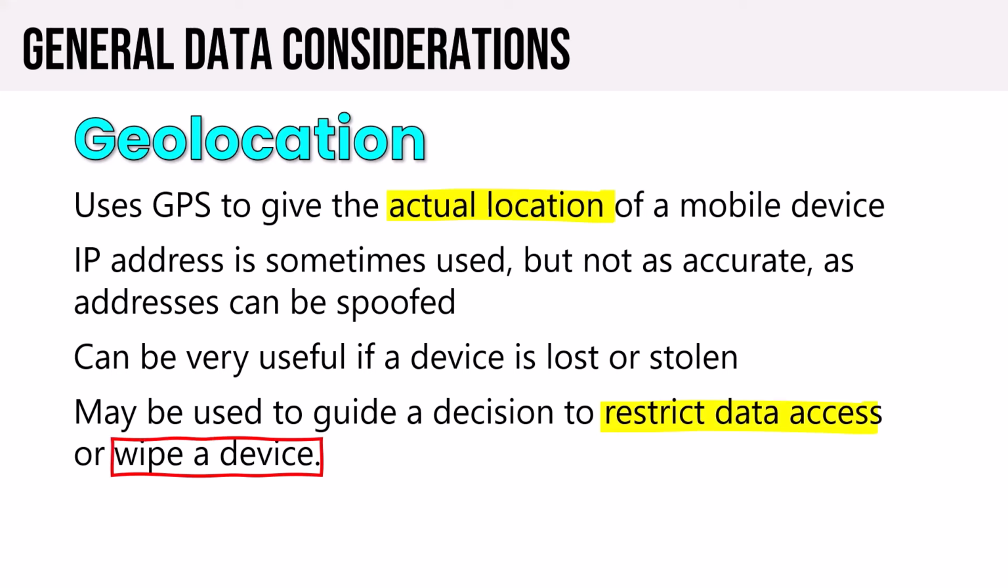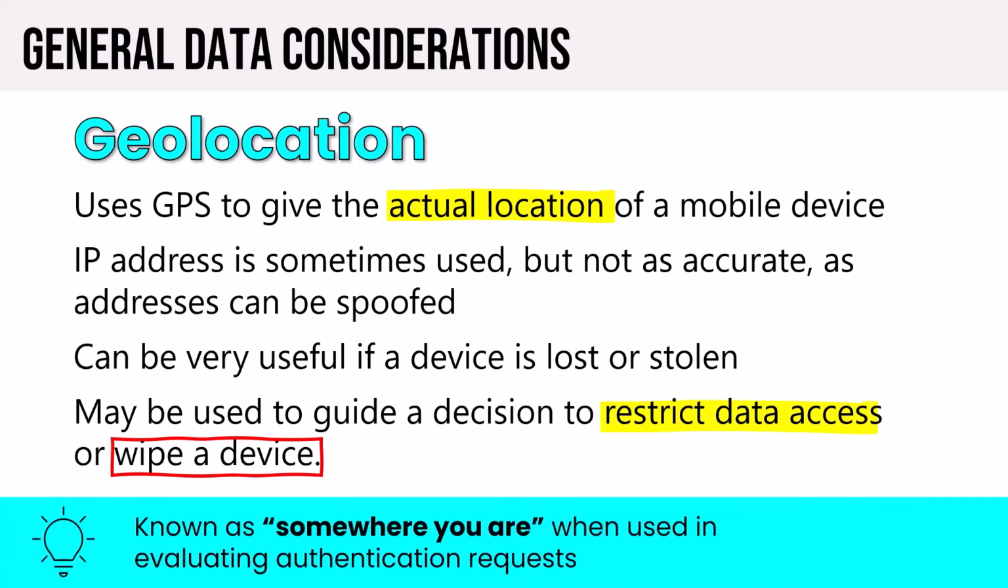Many of your modern identity providers, in providing multi-factor authentication, will allow us to consider the context of the request to include the user's device and their location, and allow us to then potentially restrict access or request an additional authentication factor just to make sure we have the user we believe we have. This is known as somewhere you are when evaluating an authentication request.